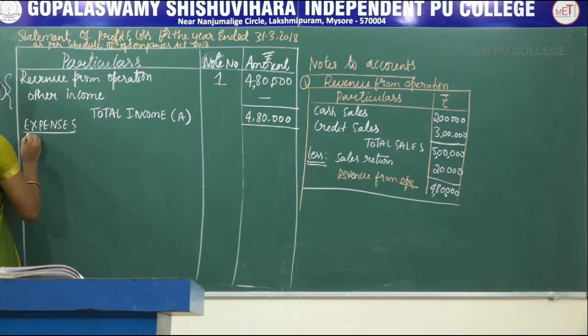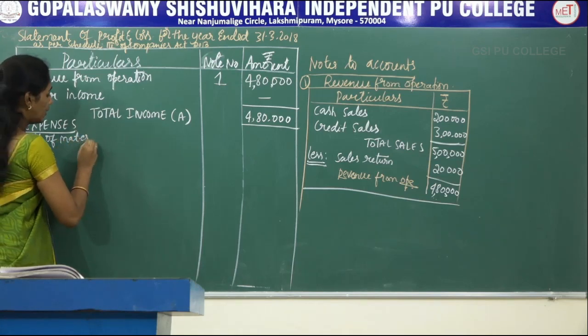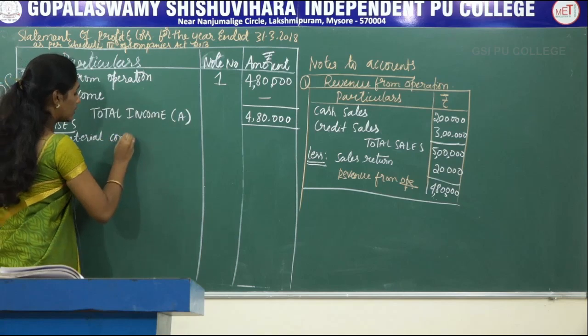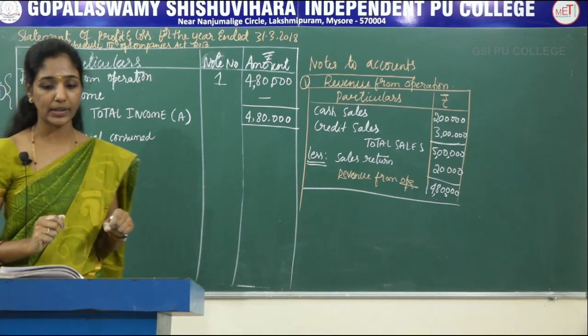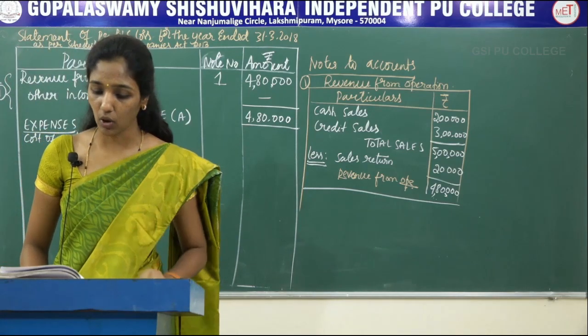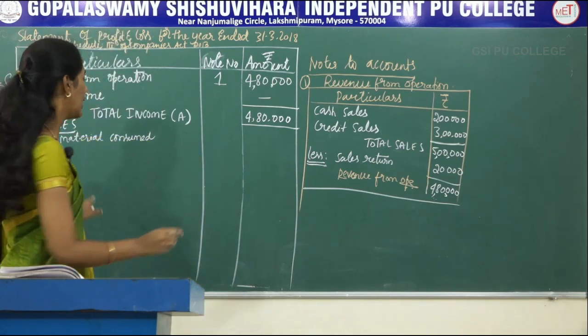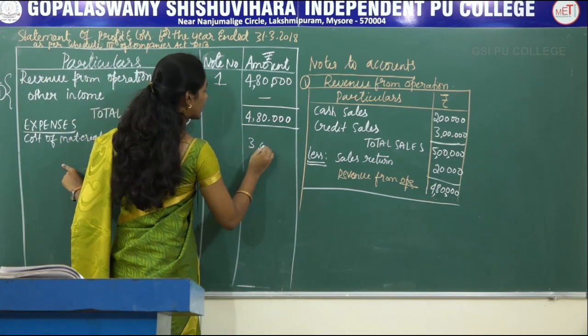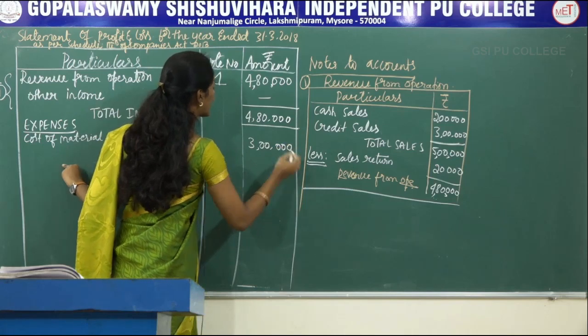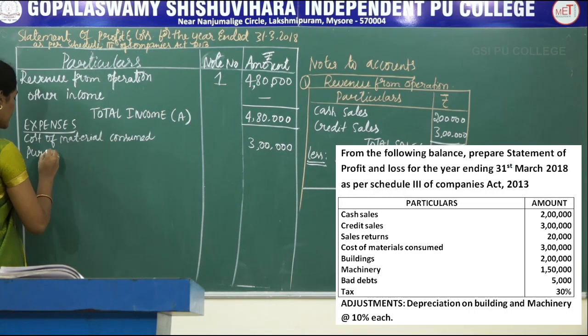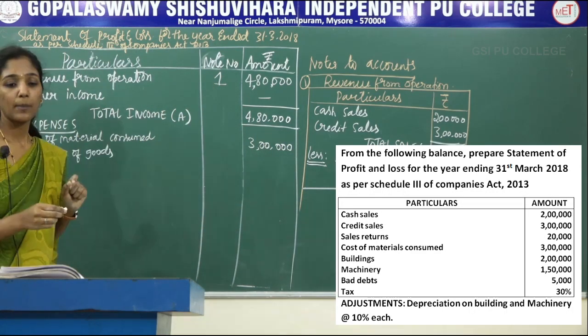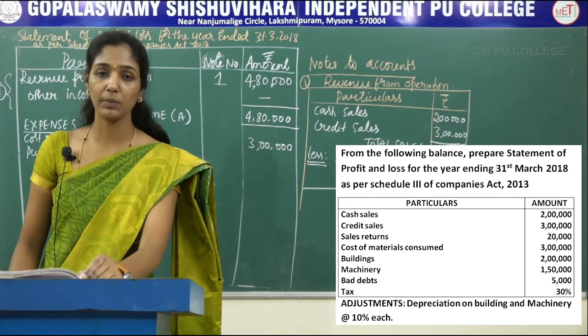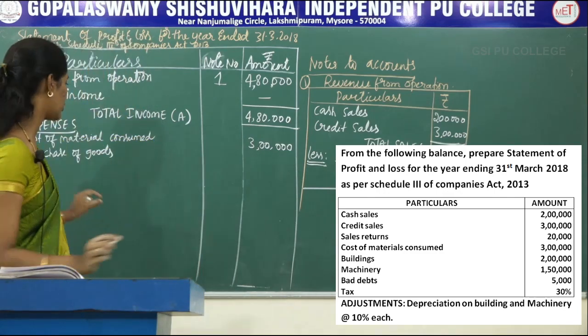So what is the first expense? That is cost of material consumed. Yes, they have given cost of material consumed of rupees 3 lakh, recorded directly of rupees 3 lakh in the amount column. And the next expense was purchase of goods. Is there purchase of goods in the problem? No, there is no purchase of goods.